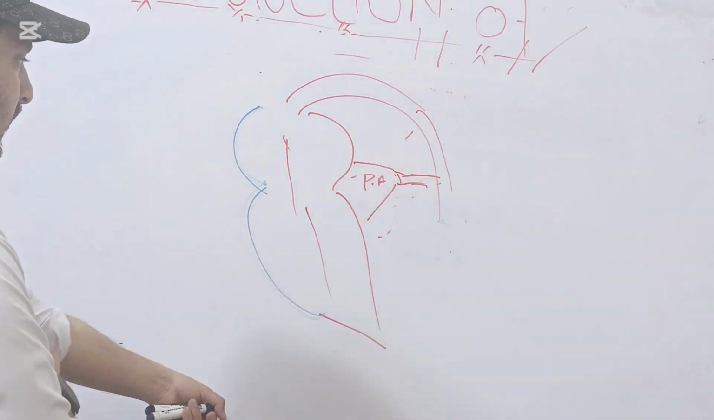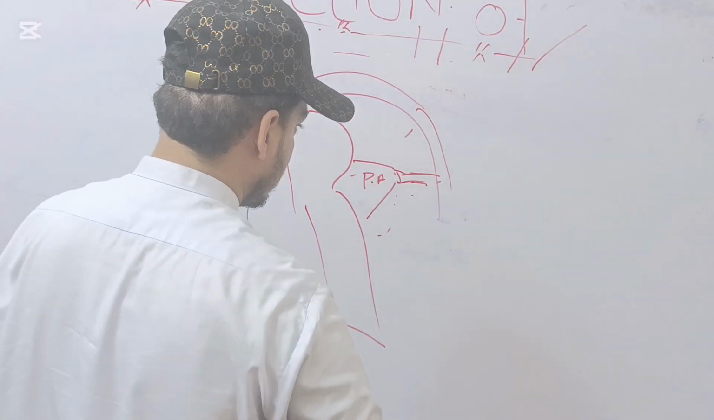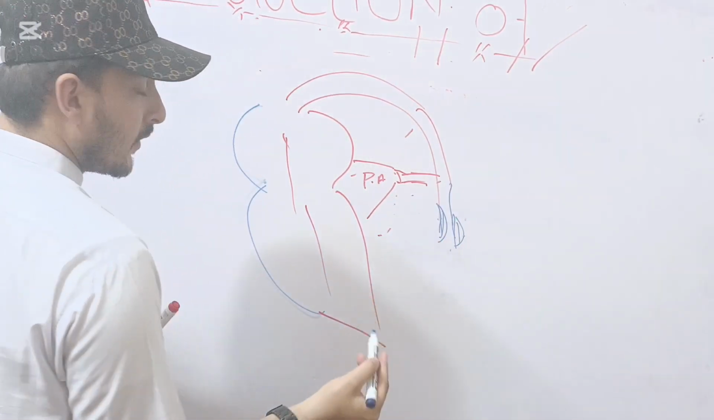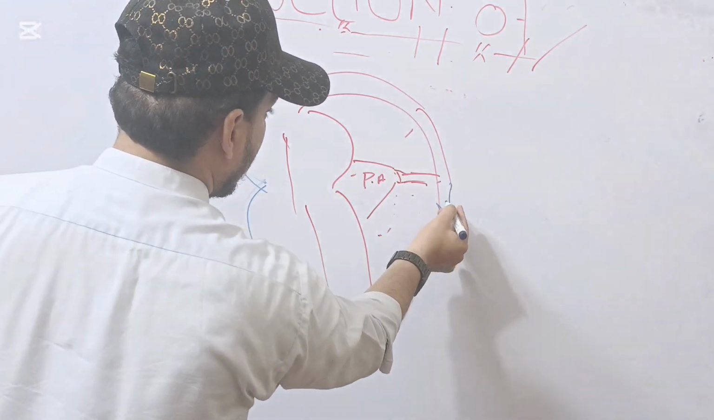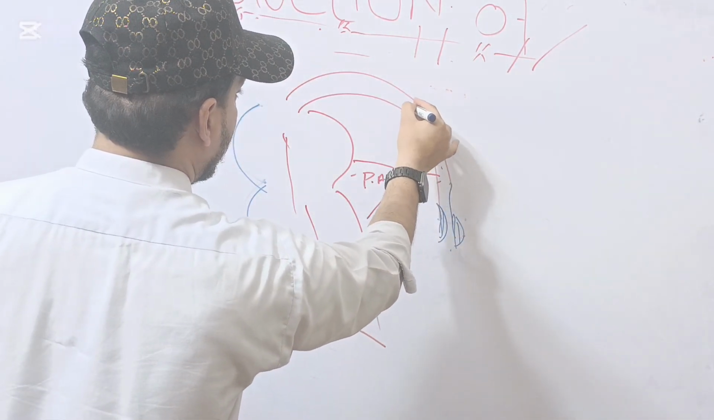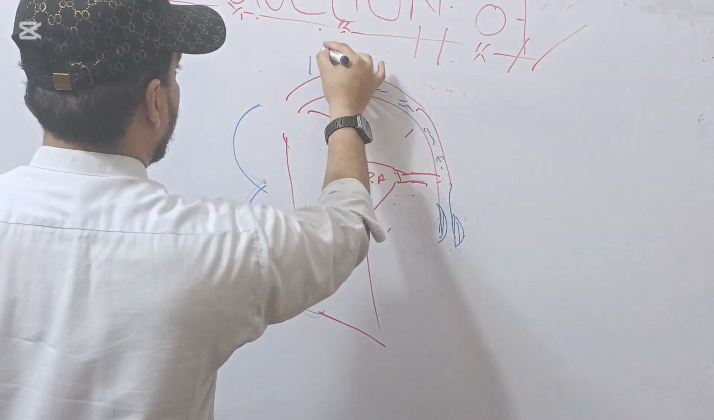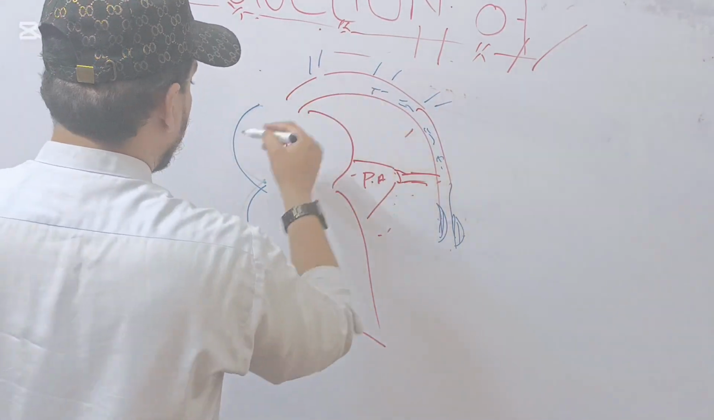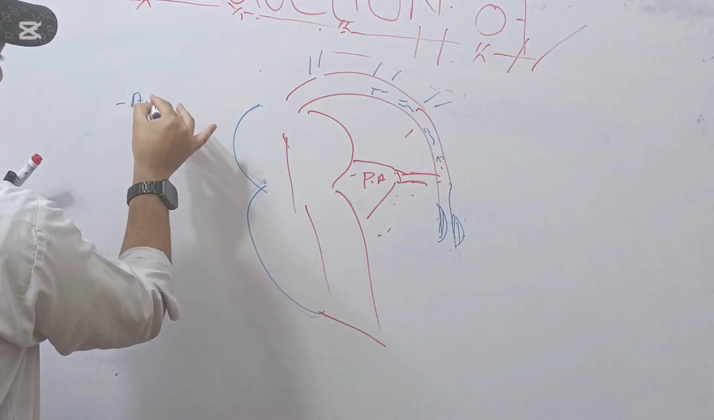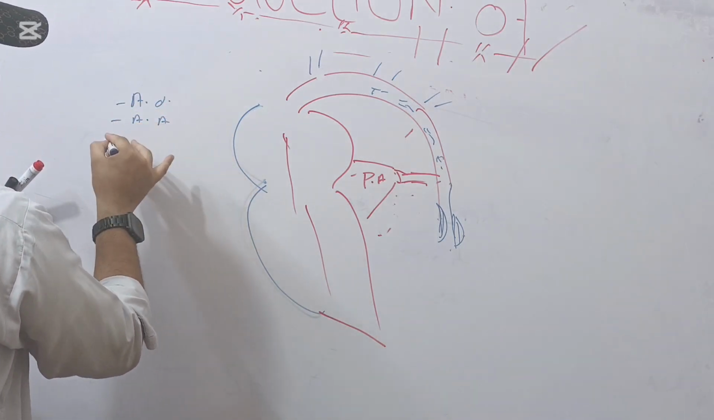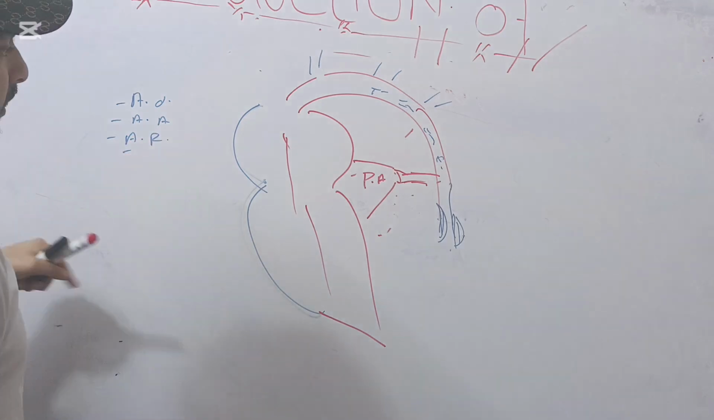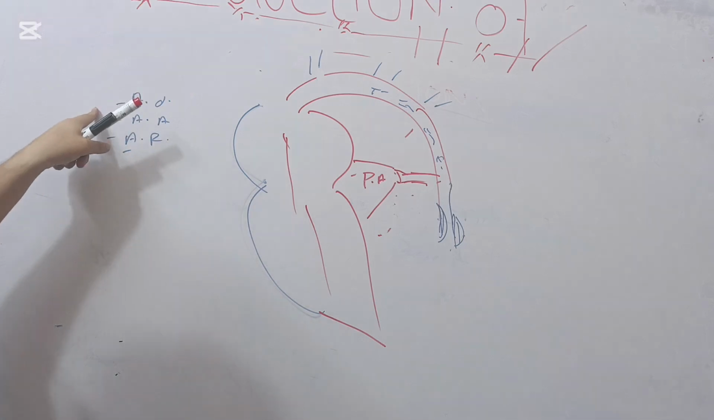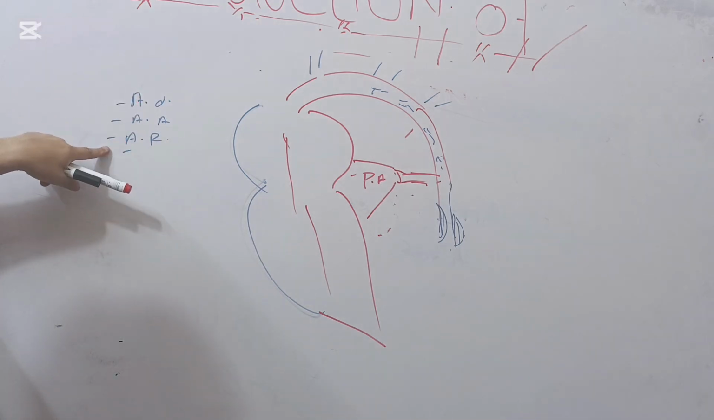So now a quick review. If coarctation occurs here, the pressure is increased on that side. So what happened? Aortic dissection occurs, aortic aneurysm occurs, and aortic rupture. If aortic rupture occurs, there is internal bleeding and the patient may collapse. So here is the aortic dissection, aortic aneurysm, and aortic rupture.